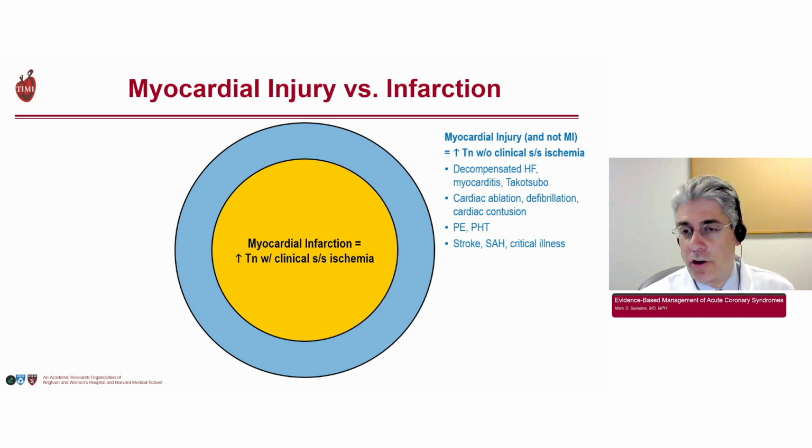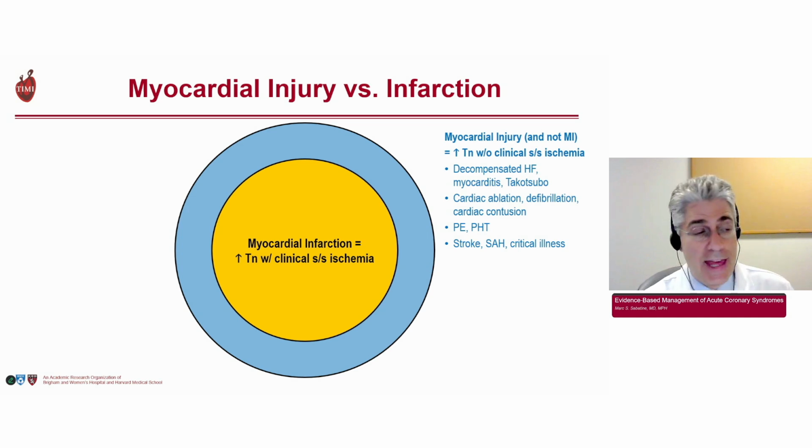Decompensated heart failure, myocarditis, Takotsubo cardiomyopathy. Some are more obvious. They've just had a cardiac ablation procedure. They've just been defibrillated. It's a cardiac contusion. Some are related to right-sided strain, a PE, pulmonary hypertension. Some related to catecholamine surges with subarachnoid hemorrhage, critical illness.